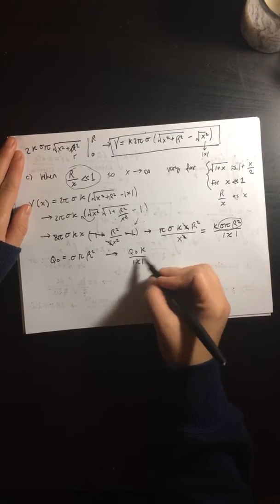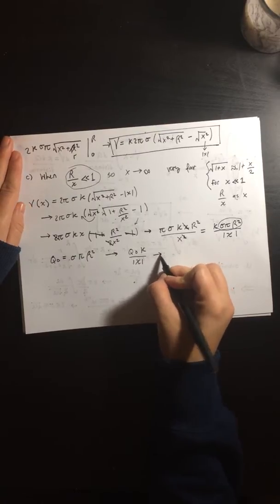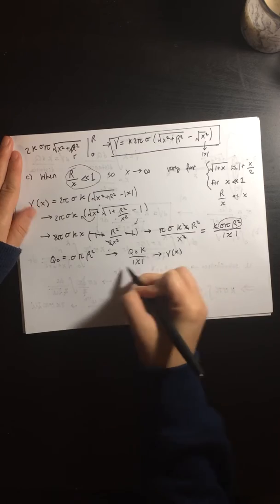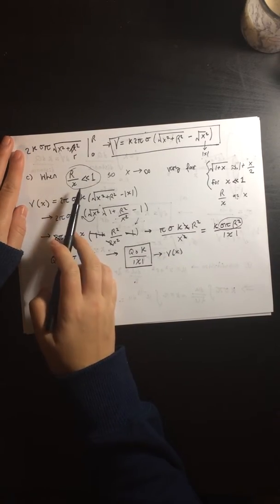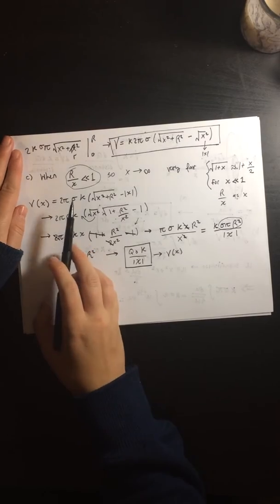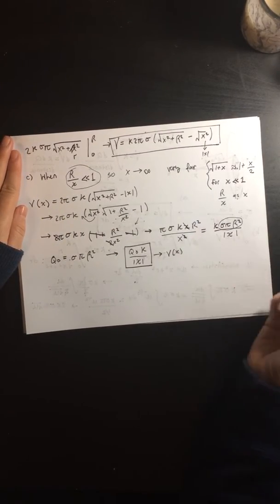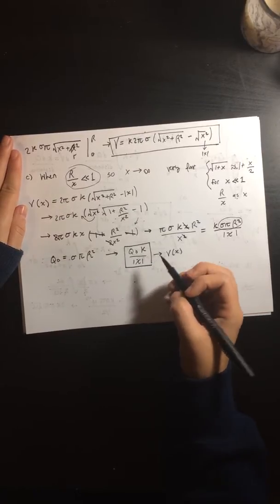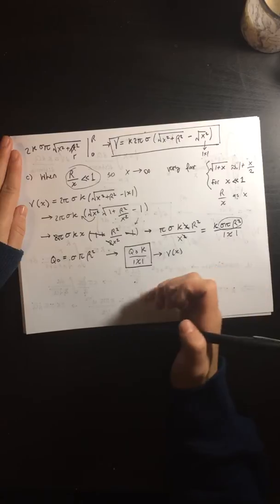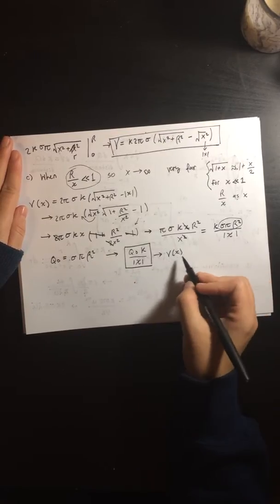And if you look at this expression that we have here, this is the formula of v of x for a point charge. So this is what we're left with, right? For this type of situation where r over x is much, much less than 1. And x is very far away, it's approaching infinity. It's very, very far from this disk. You would expect that the disk is going to look like a point charge because the area is going to be so small compared with how far away you are, right?